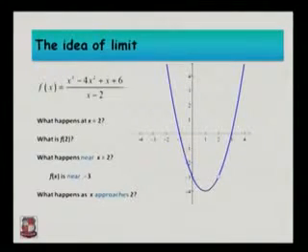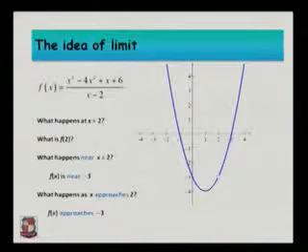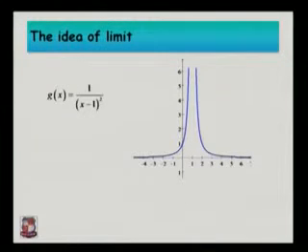As x approaches 2, the function f of x approaches -3, or in other words, limit as x tends to 2 of f of x is equal to -3. This is the understanding of the limit. In the same way we can say it for this function as well.